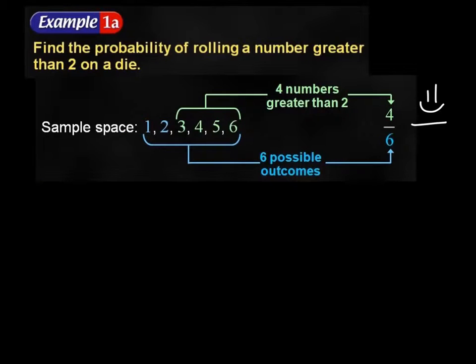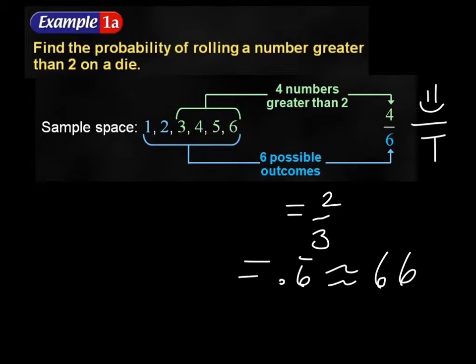Find the probability of rolling a number greater than 2 on a die. Our total sample space includes the numbers 1 through 6, and 4 of those are greater than 2 out of the 6 possible. So our probability is 4 out of 6, which of course we always want to reduce fractions. So that'd be the same as 2/3, or you could write it as a decimal, or you could write it as a percent, approximately 66.7%.